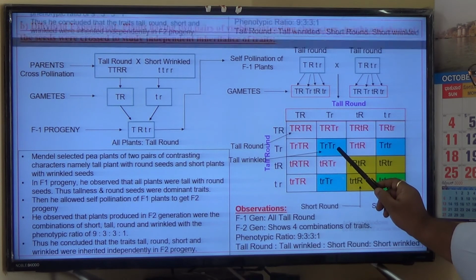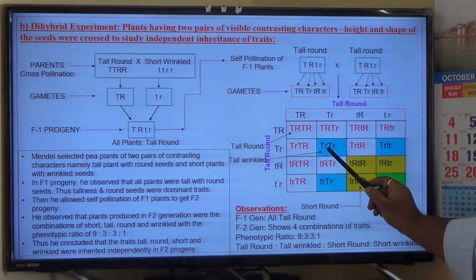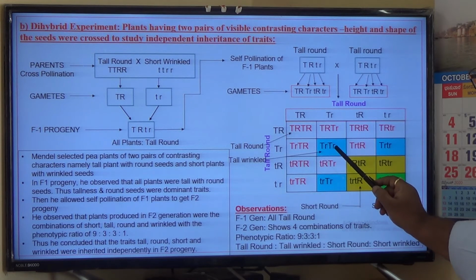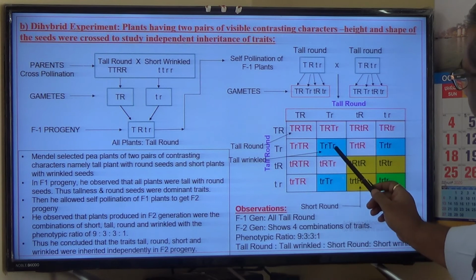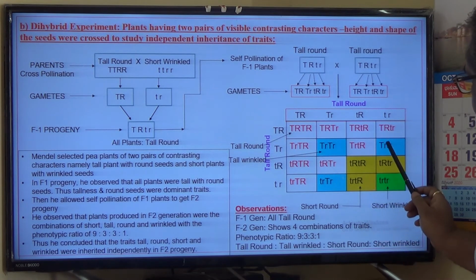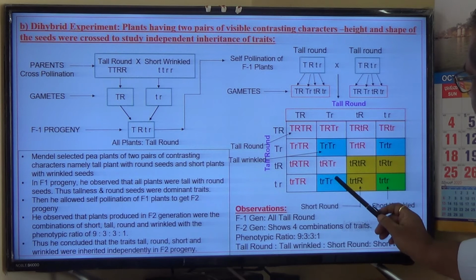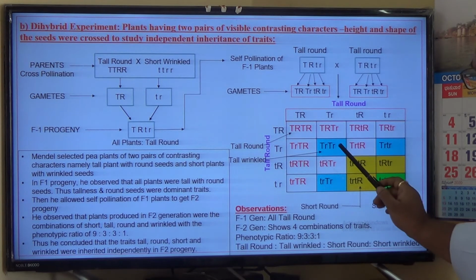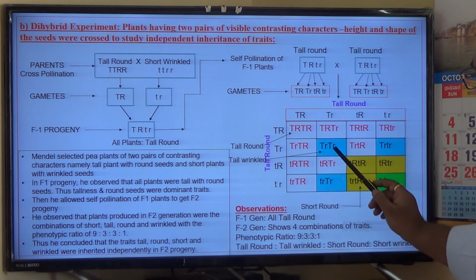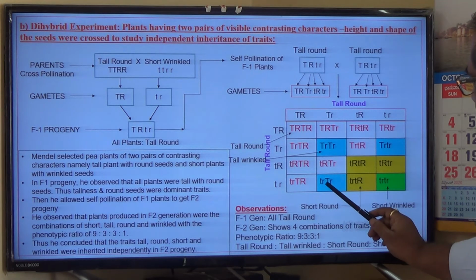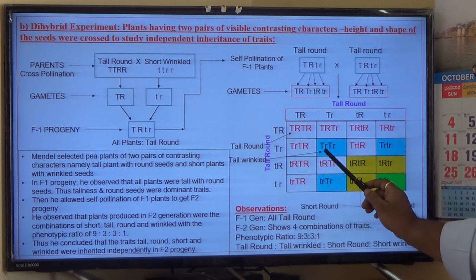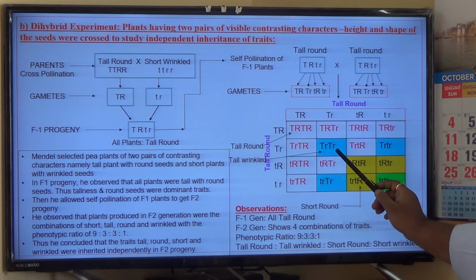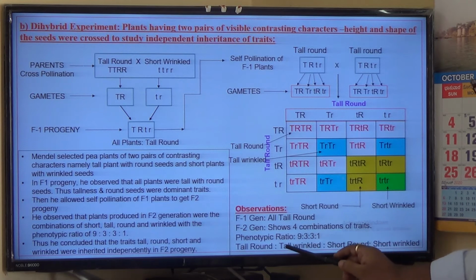Next you look at this blue here. Capital T small r, capital T small r. One capital T is enough to make the plant tall. Any other capital letters in this one, and in this one? No. Capital T is there, capital T is there, capital T is there. So in all these 3 cases, tall plant. Small r is there, wrinkled. Capital T, tall. Small r, wrinkled. Tall, wrinkled. Therefore, tall wrinkled, 3 plants.